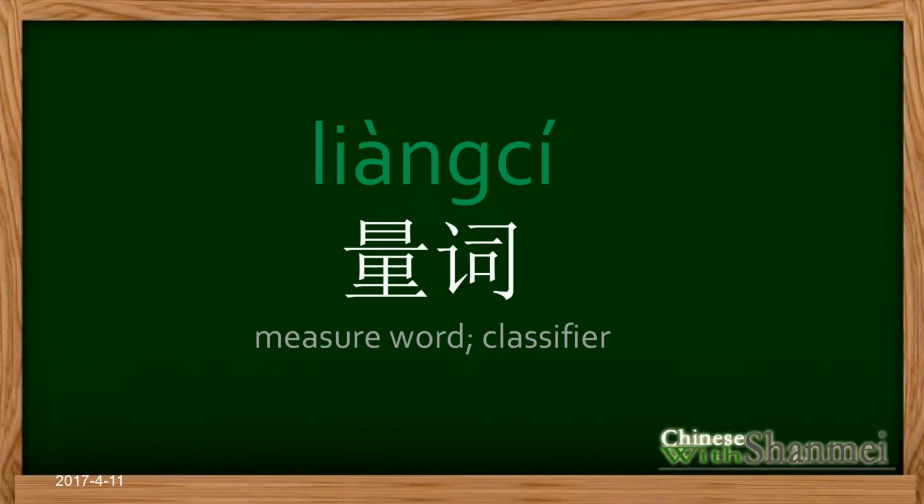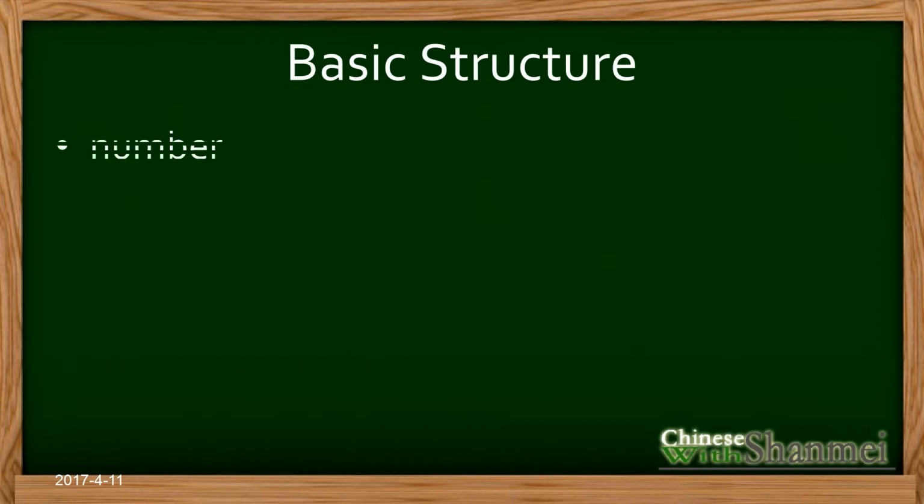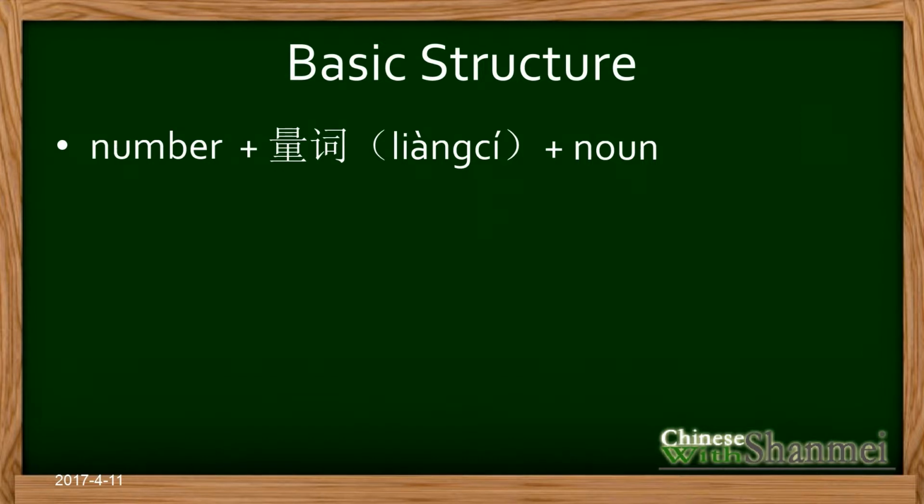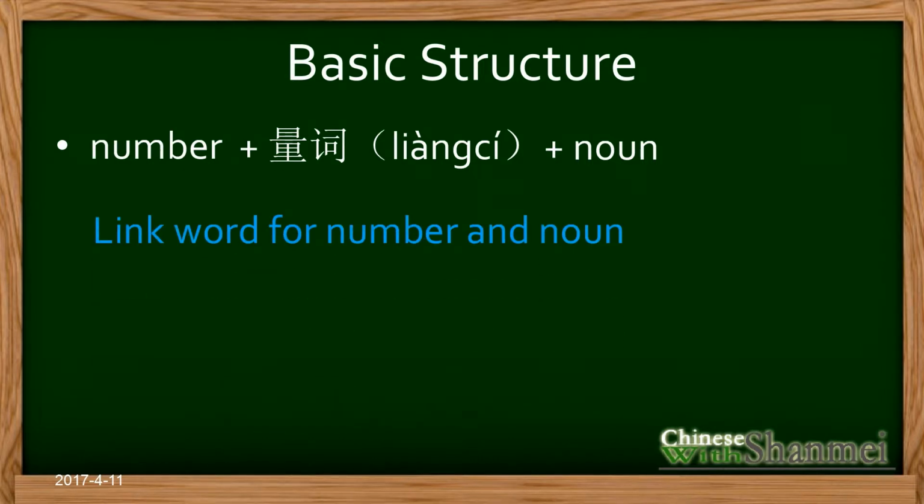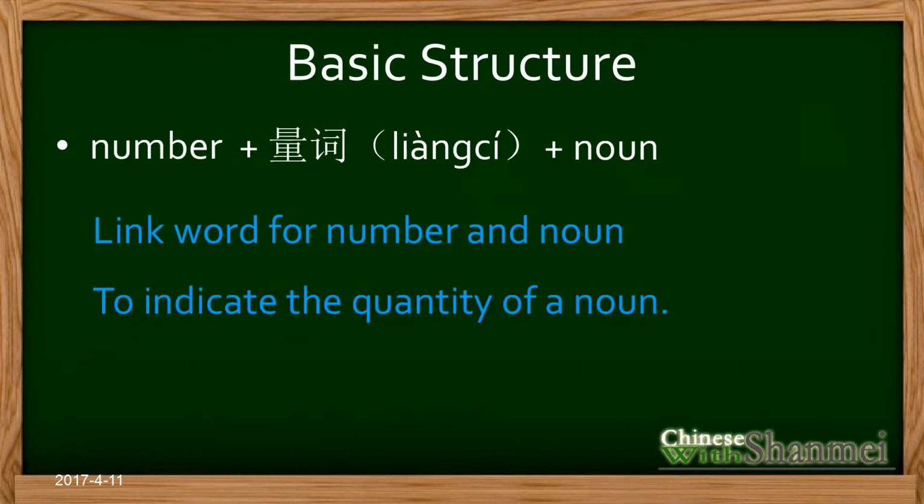This is Shanmei. In this episode, I'm going to show you how to use 量词, which means measure word or classifier. Let's take a look at the basic structure. Number, noun. You use 量词 to link them. You can say 量词 is the link word for number and noun. It is used to indicate the quantity of a noun.